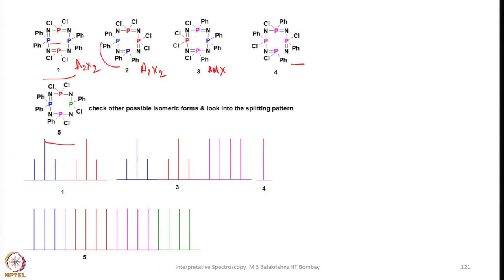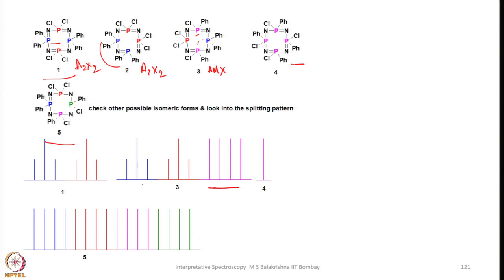And of course, in the case of two, it is identical; we get two triplets, A2X2 again. In the case of three, what we have is an AMX spin system. Basically, this one is coupled with this one to give a triplet, and each triplet is split into a doublet. These two will be coupled with this one first to give a doublet, and then that splits into another doublet, so that we get a doublet of doublets for this one. And then this is a triplet and this is a triplet here.